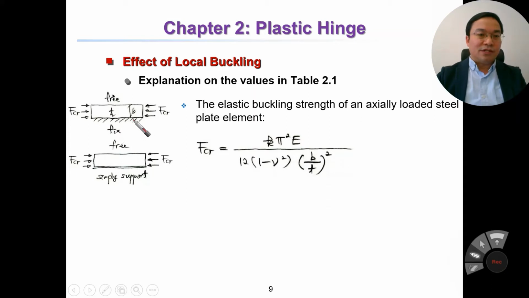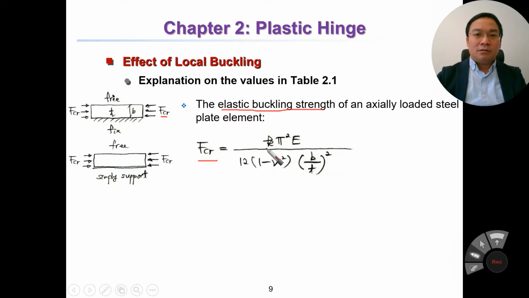It is a fixed condition and it is a free side, or in this case it is a simply supported condition and it is a free surface. Then under the compression, the section has thickness of t and the width of b. Then here the stress, elastic buckling strength, Fcr, is equal to this equation.